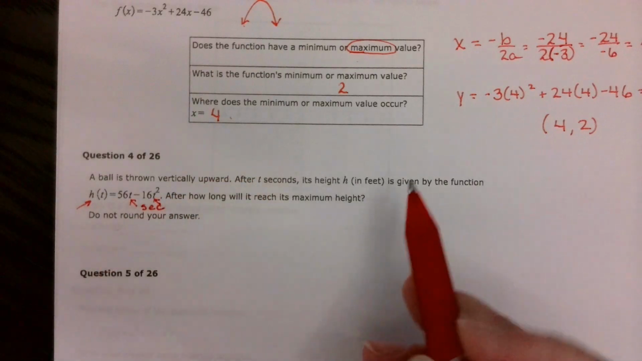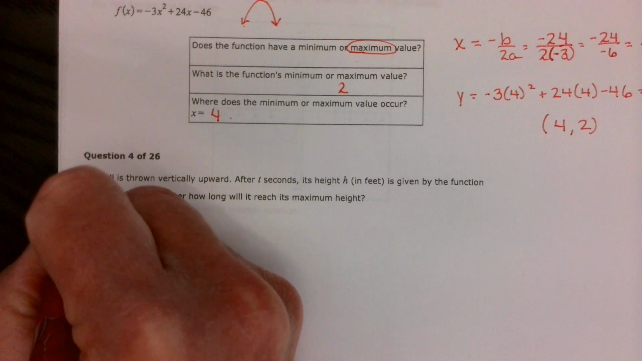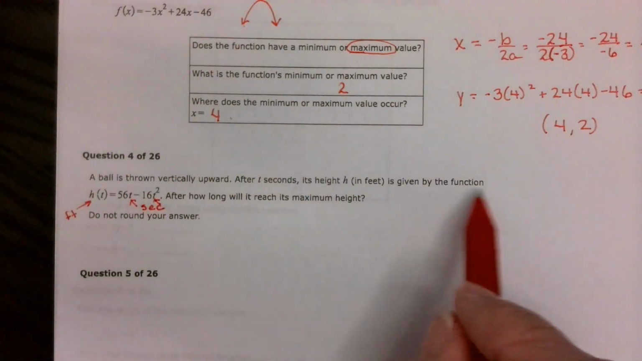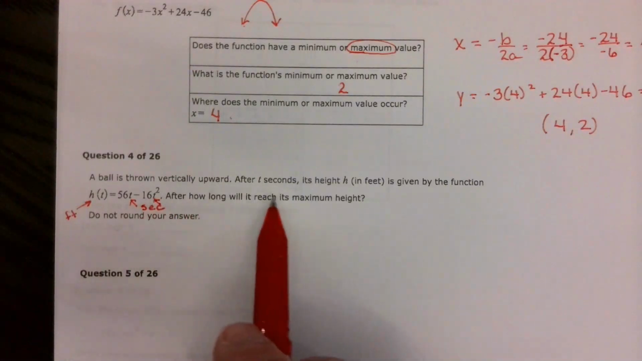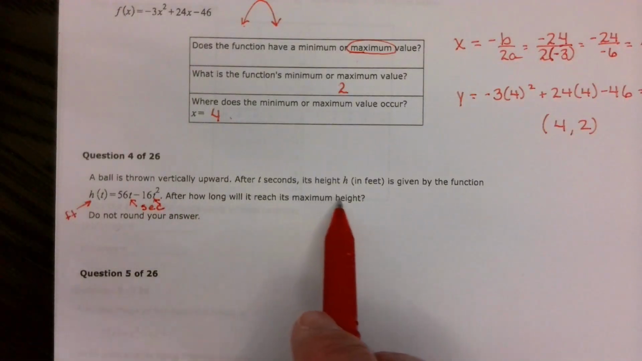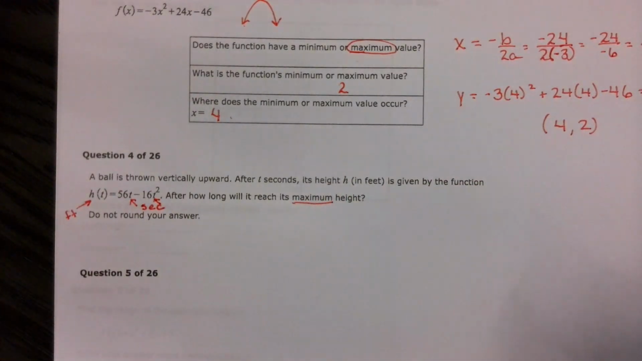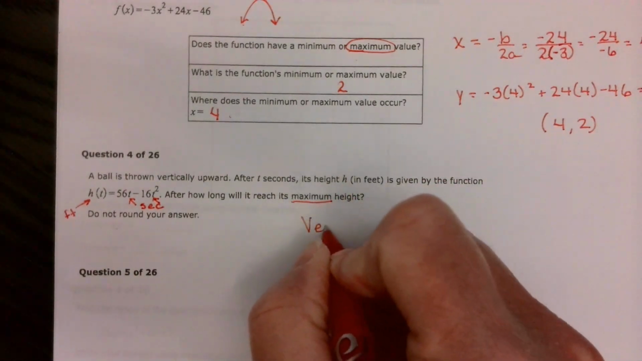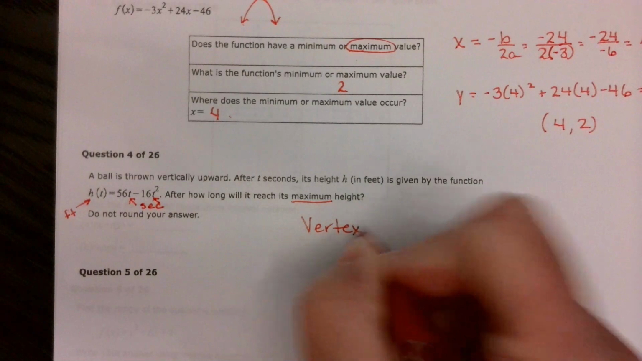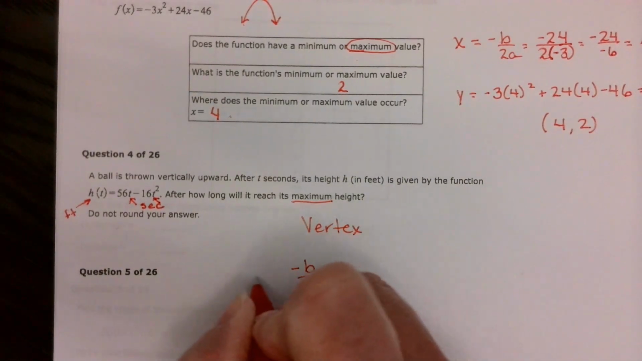Its height in feet, so this is our height in feet, is given by this function. After how long, so we're solving for t, will it reach its maximum height? Anytime you see maximum or minimum in a word problem, you're thinking vertex. Okay, so you're going to do negative b over 2a to find our x value.